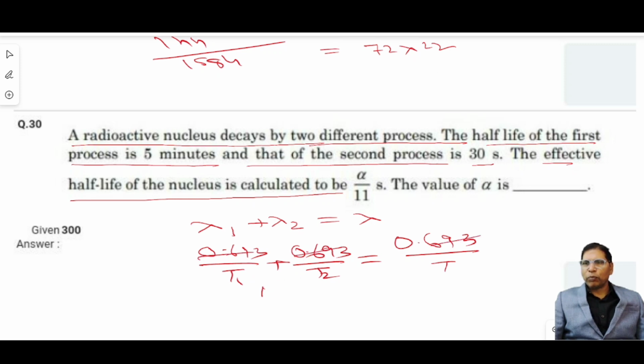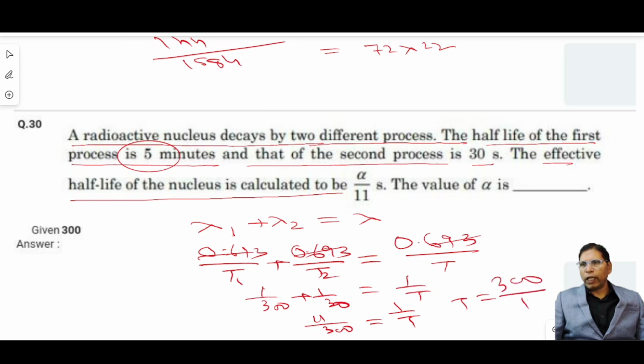So this cancels out. Therefore, 1 by 300 plus 1 by 30, where 5 minutes means 300 seconds, equals 1 by T. Now this is 11 by 300 equals 1 by T. Therefore, T equals 300 by 11. So this is alpha by 11. Therefore, alpha equals 300.